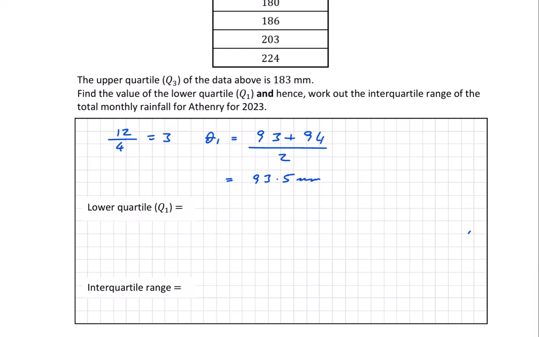So we want the interquartile range. I'll just write that in here, 93.5 millimeters. We also want the interquartile range. Well, we're told the upper quartile is 183 millimeters. We subtract the lower quartile, which is 93.5. That gives us our interquartile range, and our interquartile range ends up being 89.5 millimeters. And that's it for question 1.